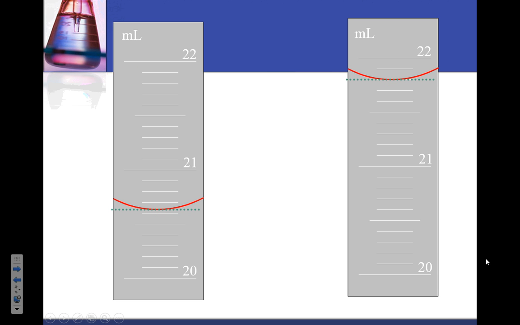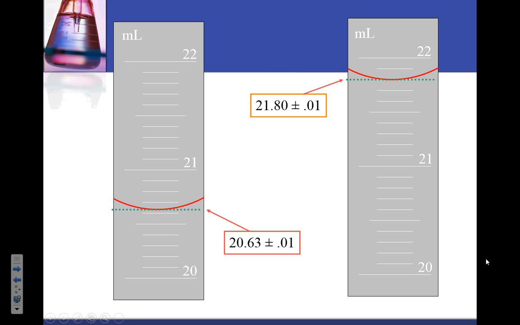So let's practice a couple of them here. So I've got the graduated cylinder on the left. Go through and do the same thing. Pause a second and figure out what you got. Okay, the one on the left, it's definitely more than 20.6, but not 20.7. So about 20.63 would be a pretty accurate guess.